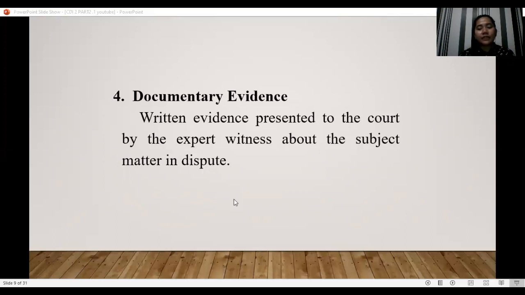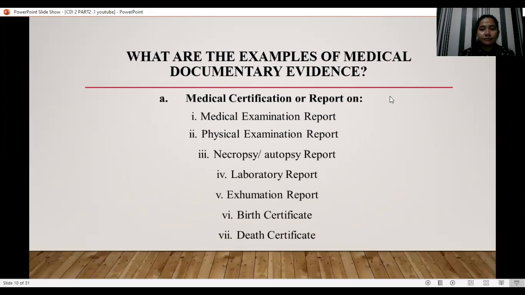So next, we have the example of medical documentary evidence. Under the medical certification of report, we have the medical examination report. When we say medical examination report, these are the report or result of examination in respect of health conditions of a patient by a duly licensed physician. So it must be conducted by a licensed physician.